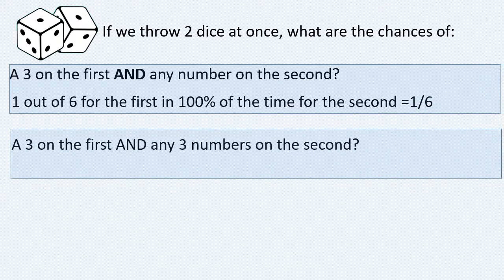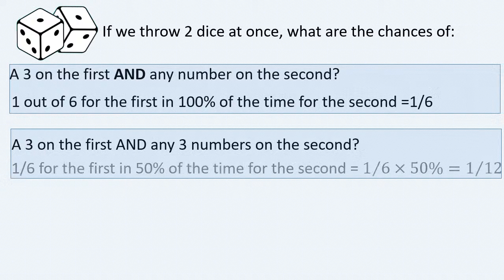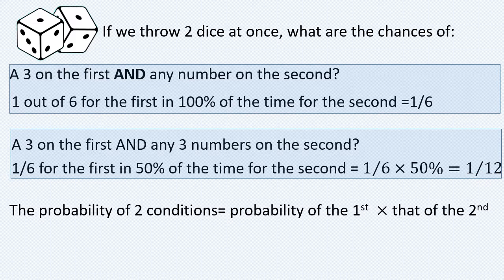How about getting a 3 on the first die and any 3 numbers on the second die? Now note that any 3 numbers means 50% of the chances. So this means our chances are 1 over 6 for the first die and 50% for the second die. So it is 50% of 1 over 6, which is 1 over 12. From these 2 situations, we can conclude that the probability of having 2 conditions, which is harder to get, is the probability of the first condition multiplied by the probability of the second condition.